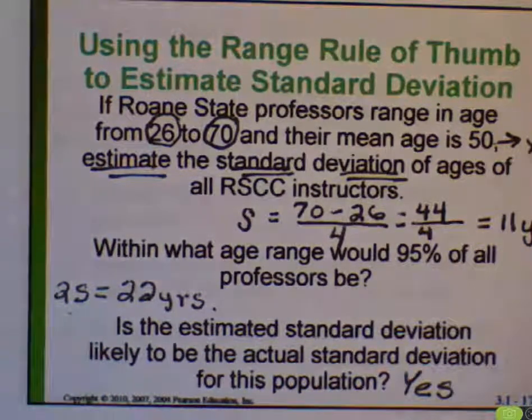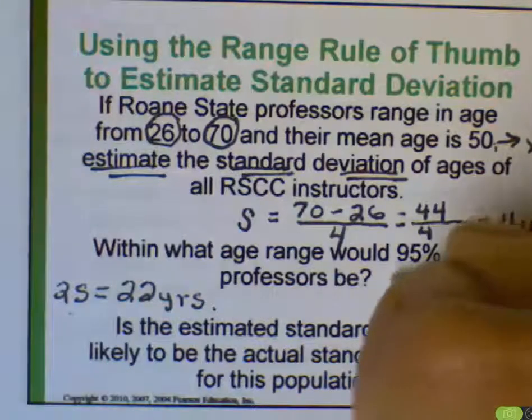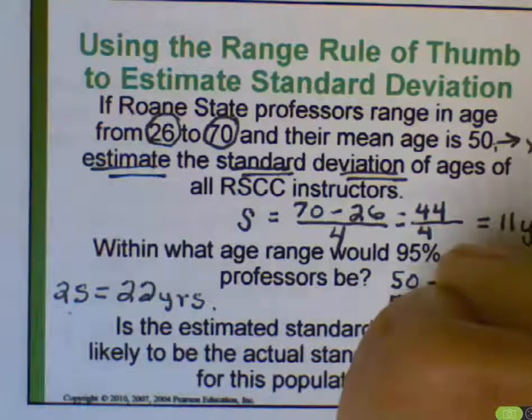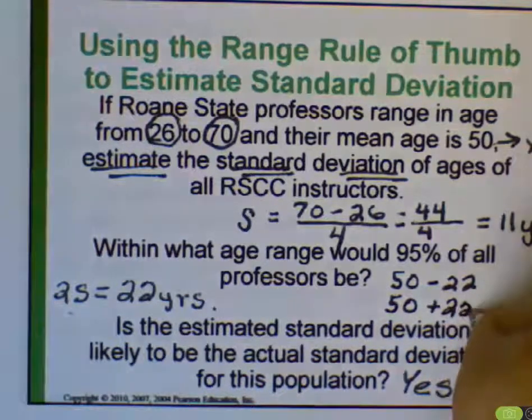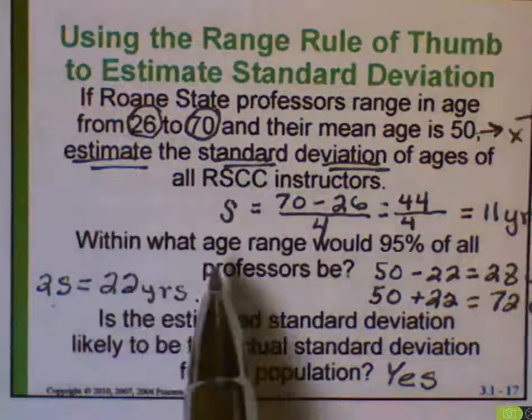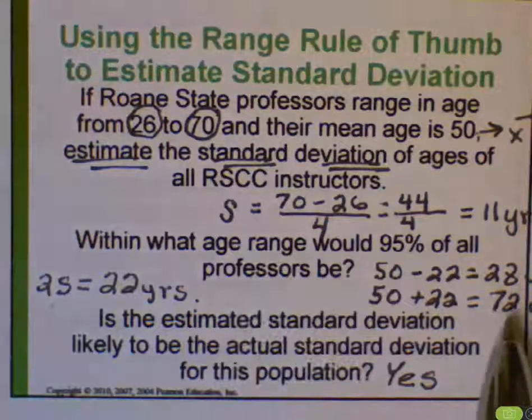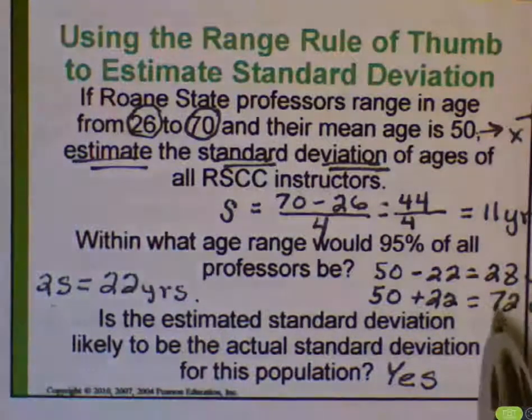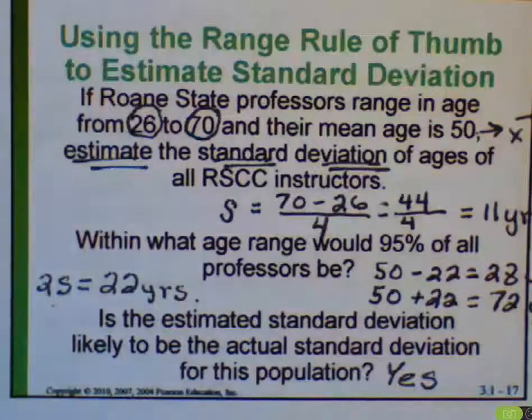And so 95% of the professors would be between 50 minus 22 and 50 plus 22. That's between 28 years old and 72 years old. 95% of professors would be between 28 and 72. Any professor younger than 28 or older than 72 would be considered unusually young or unusually old.